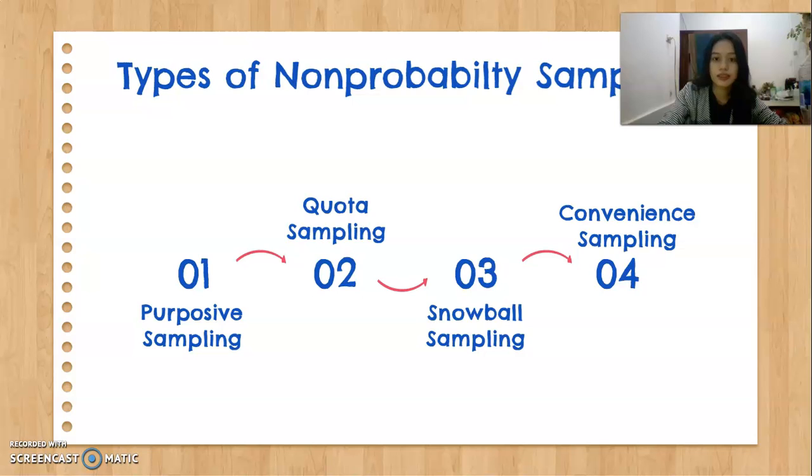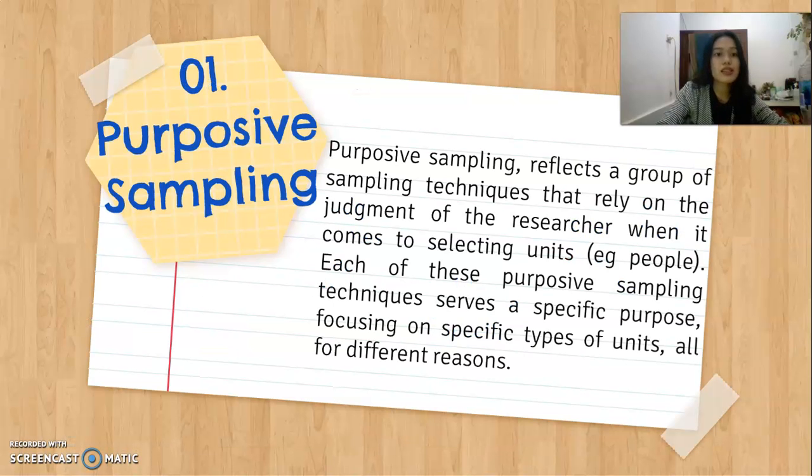Okay, first, purposive sampling. Purposive sampling reflects a group of sampling techniques that rely on the judgment of the researchers when it comes to selecting units, for example, people. Each of these purposive sampling techniques serves a specific purpose, focusing on specific types of units, all for different reasons.